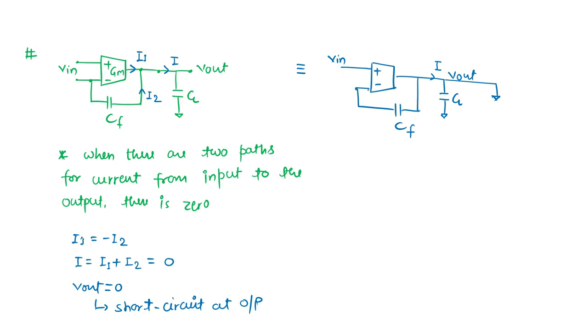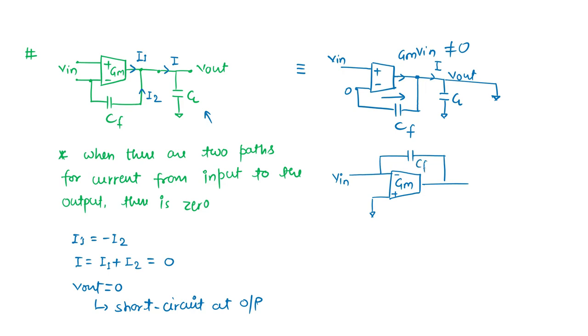Okay. So what is the possibility then? How two paths will be visible? I'll just modify the structure a little bit. Let me call this my positive terminal. This is my negative terminal. And if I am giving input to this negative terminal, and I'm using a capacitive feedback now, there are two paths for the current.